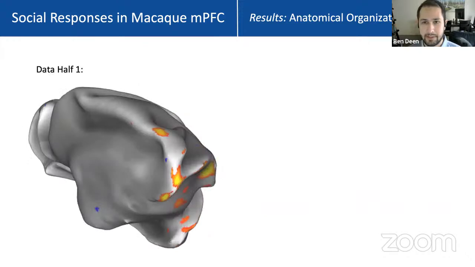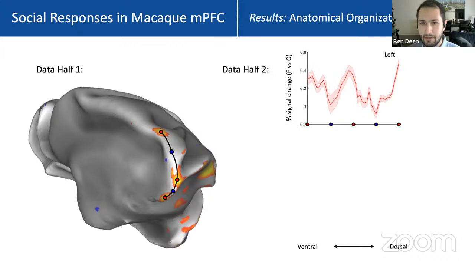So to do so, we split our data in half. In each animal and hemisphere, we can define at least 3 subregions of MPFC that respond to faces over objects. So we define the peak coordinates of those regions, and the peak coordinates of two non-face preferring areas between those three regions. Then we draw splines between those coordinates, and we extract responses to faces versus objects in left out data. And this is what we see.